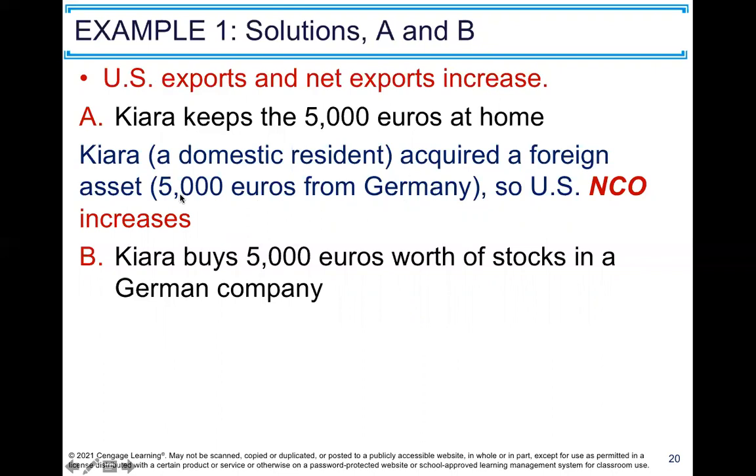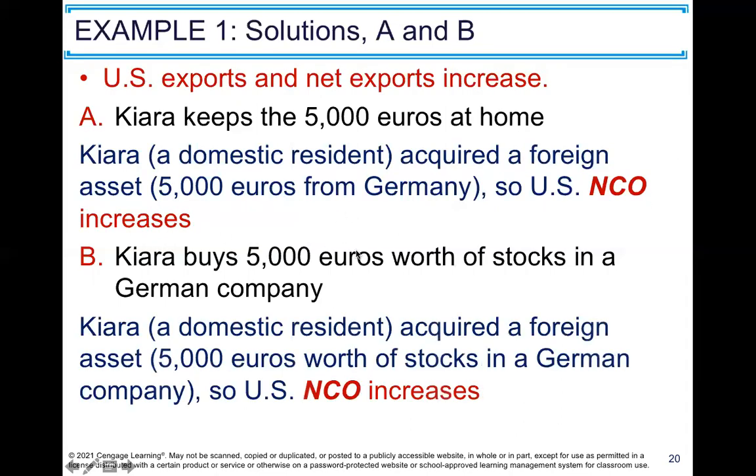Now you may think that, well, it's just euros. It's not quite capital like stock or bonds or some asset, but you should think of currency. You should start to think of dollars or euros or any fiat as an asset as well. So when Chiara sent over a website to Gabrielle and she got in return 5,000 euros, well, that's going to be 5,000 German assets, just in the form of euros, and as a result, net capital outflow increases.